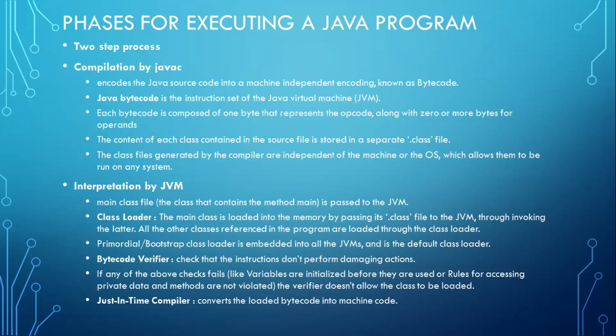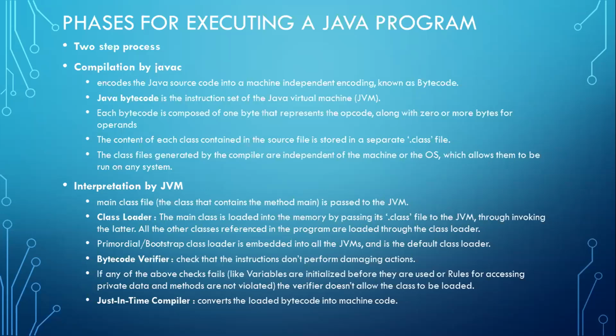Primarily, we use the Bootstrap class loader, which is the default class loader in the Java Virtual Machine. This is also known as the primordial class loader. There is another class loader, the custom class loader, which you can also use. But as I told you, the Bootstrap class loader, or primordial class loader, is the default one which you use when you don't mention anything specific.